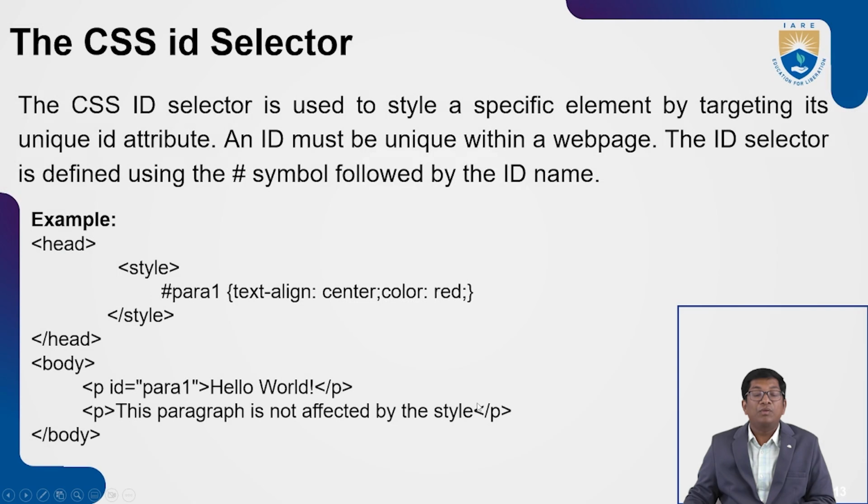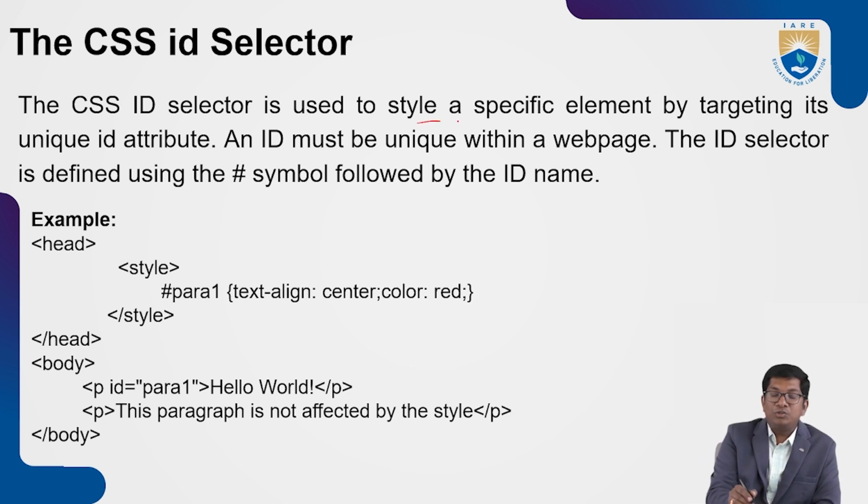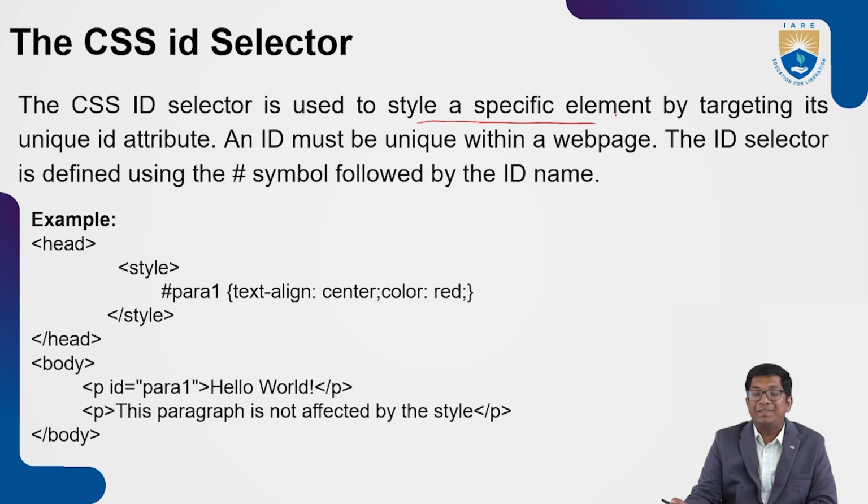Two types are there. One is ID selector for identifying the HTML element, and the other is class selector. We'll discuss ID selector in detail. The ID selector is used to style a specific element by targeting its unique ID attribute. To identify the element uniquely, we can use the ID attribute. An ID must be unique within a web page, so the ID cannot repeat. Only for one element we assign the ID.